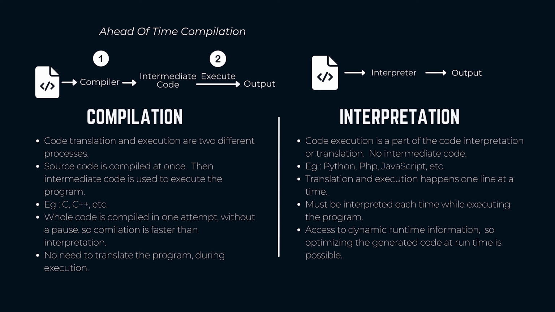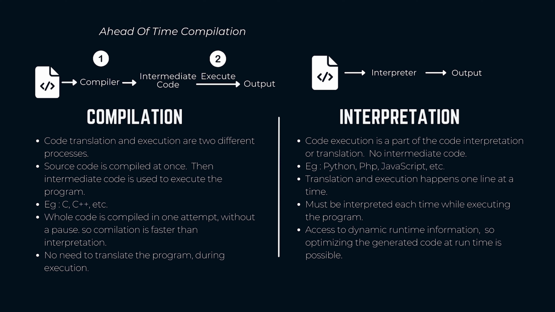Since there is no intermediate code, each time we run the program, the interpreter has to translate the program before the actual execution. While in compilation, the whole code is translated or compiled to intermediate code in one attempt without a pause. So while comparing it with interpretation, compilation is faster. No need to translate the program each time we execute the program. The translated binary code is there inside the intermediate output.